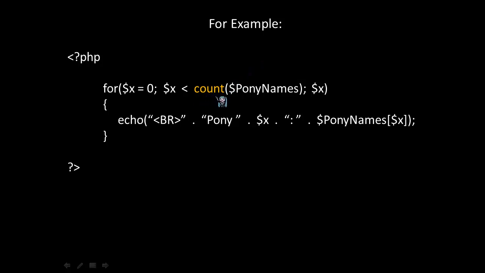Now, if we knew how many elements were stored in the array, we could simply hard code the value, in this case 3. But what if we don't know how many elements are in the array? The count method allows us to code something dynamically, so even when we don't know how many elements are in the array, we can automatically retrieve the number of objects stored in the array. In this case, we will iterate through the for loop as many times as there are elements stored in the array, and we'll simply display each pony's name.